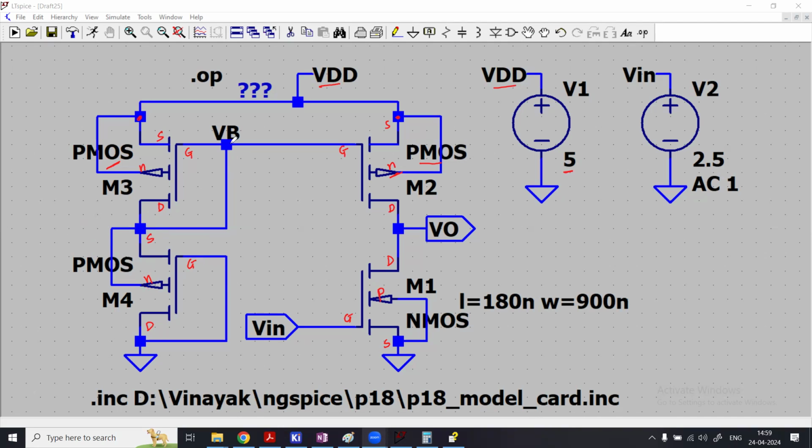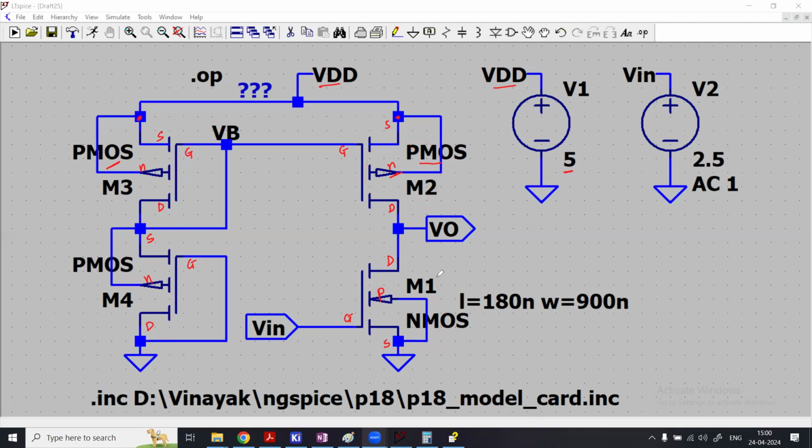Now look at these connections here. This is also connected to the source, and the source is tied to the highest potential VDD. But for the NMOS here, the body is tied to the source, and the source is tied to the ground potential. So we can say that the body of the NMOS is tied to the lowest potential in the circuit, that is ground.